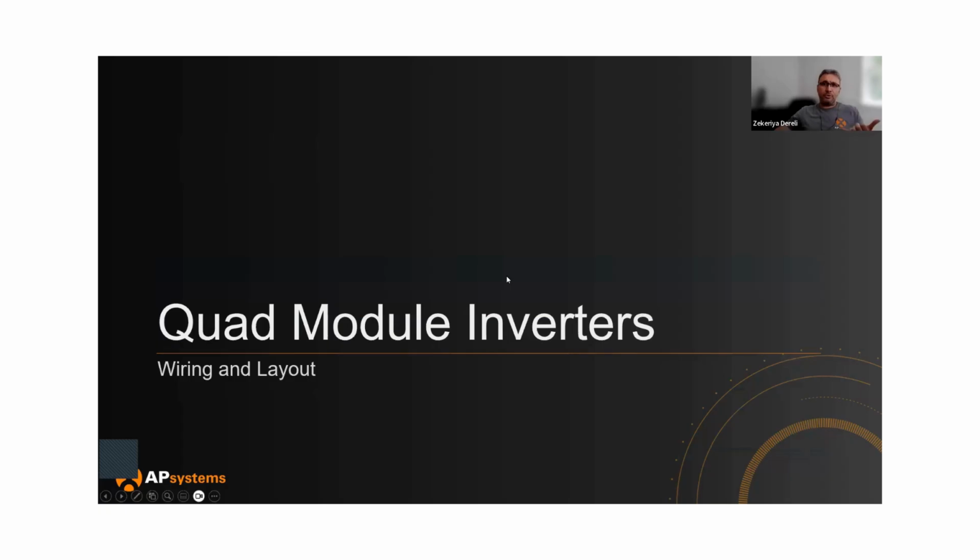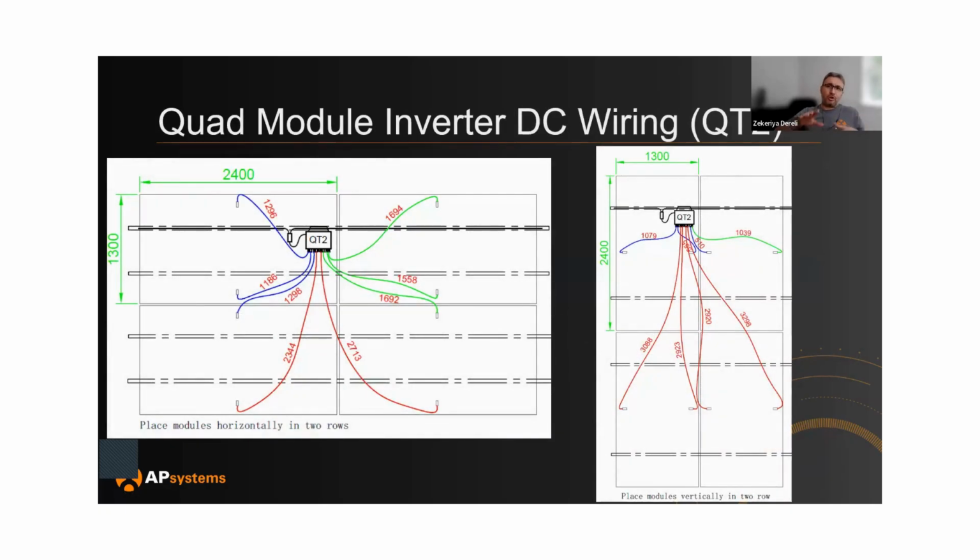Since we talked about DS3L and QS2, I'm just going to take a moment to show you the wiring system layout, if you're not really familiar with it. I'll spend about 5 to 10 minutes. With the quad modules, you have to connect four modules to an inverter, right? So how do you do that? Obviously, the first step is to mount the inverter on the array, on the rail, and then connect it to the modules.